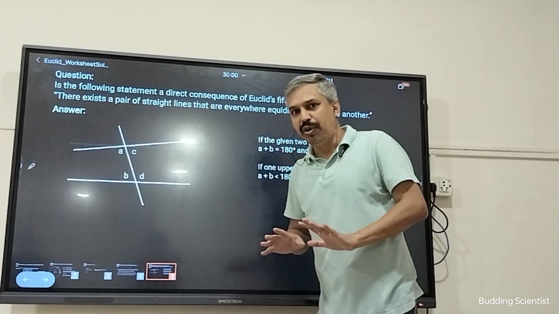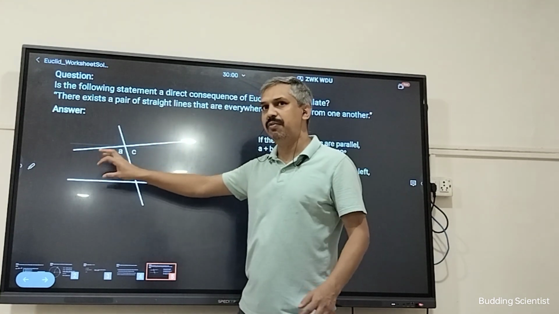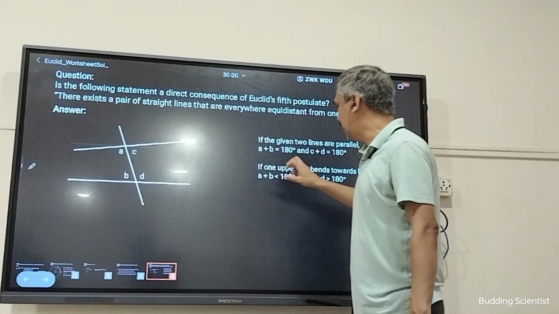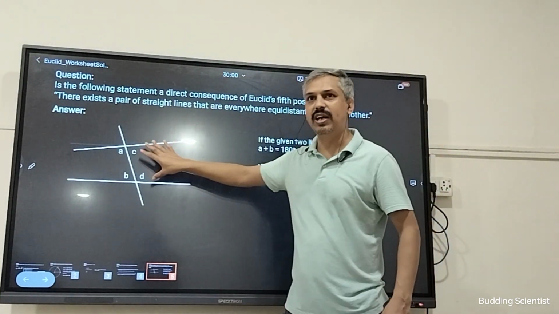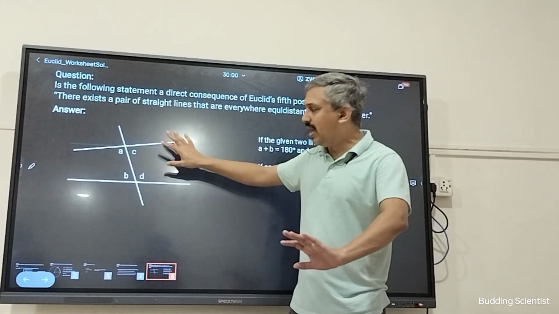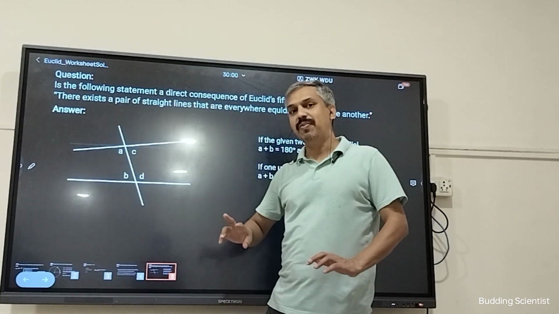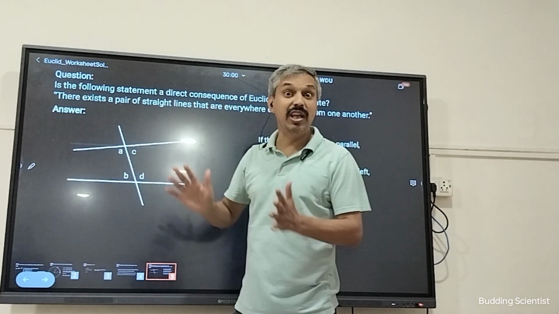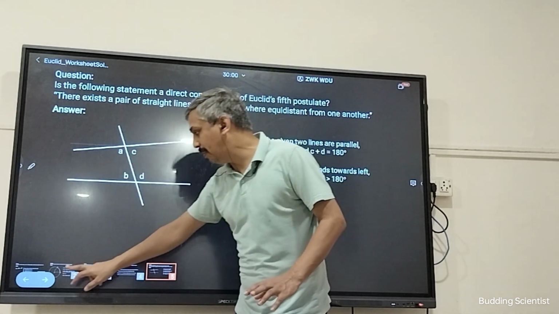But here what we are doing is talking about a possibility where on one side the interior angle sum is less than 180 degrees, on the other side it is greater than 180 degrees. What if the interior angle sum is not greater or lesser on any side? What if they are equal? So what will happen? Let's see.